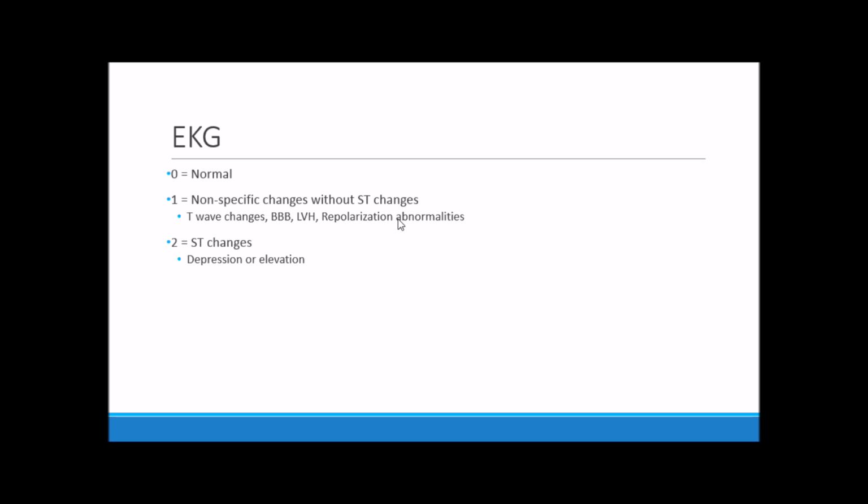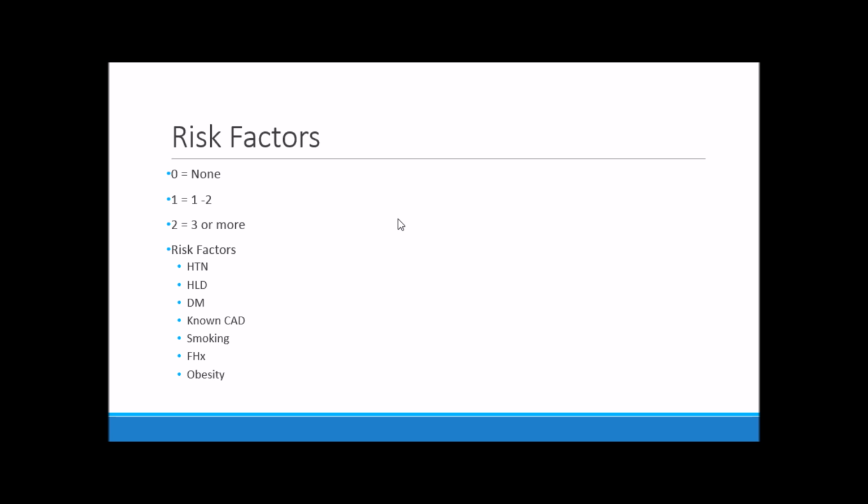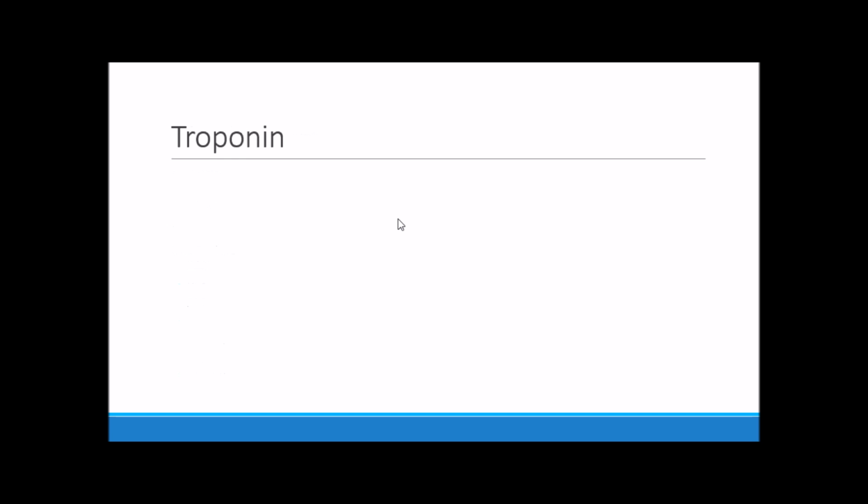Then there's the EKG, okay? If you have ST changes, you get 2 points. If it's not normal, but there aren't ST changes, you get 1 point. If it's totally normal, you get 0, okay? Age, less than 45, 0, 45 to 65, 1, greater than 65, 2. Risk factors, okay? If you have none, you get 0. If you have 1 or 2, you get a score of 1. If you have 3 or more, you get a score of 2. Obesity counts, okay? Doesn't count on TIMI. Counts on HEART.